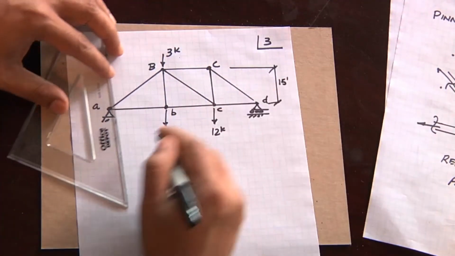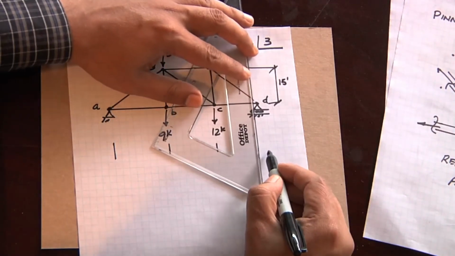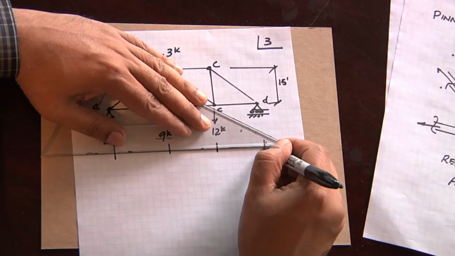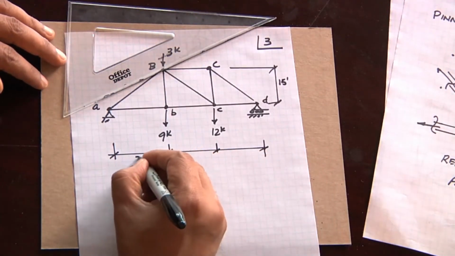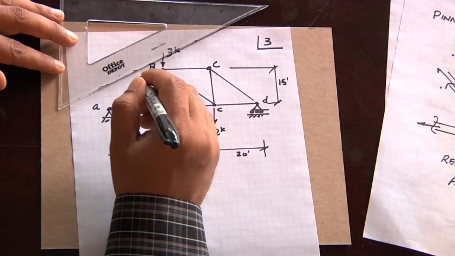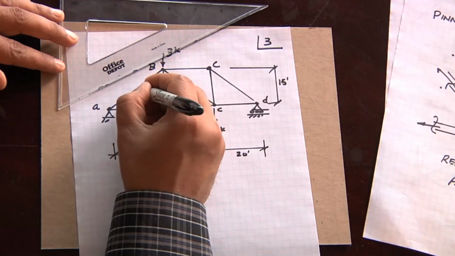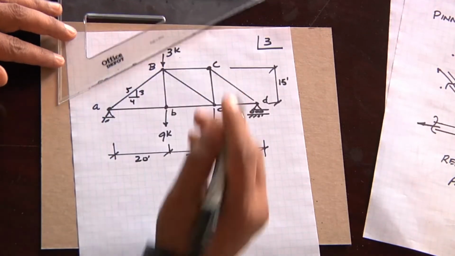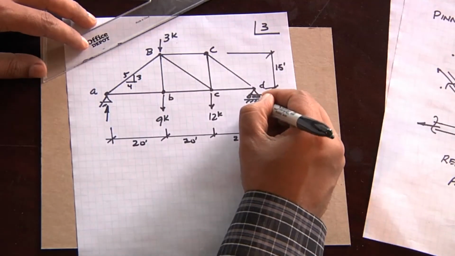15 feet. And we'll make this 20 feet, 20 feet, and 20 feet. So the slope of my triangles are a ratio of 3 to 4 to 5. So we have 3 to 4 to 5. So the first thing we've got to do is calculate reactions. That's usually the first step.